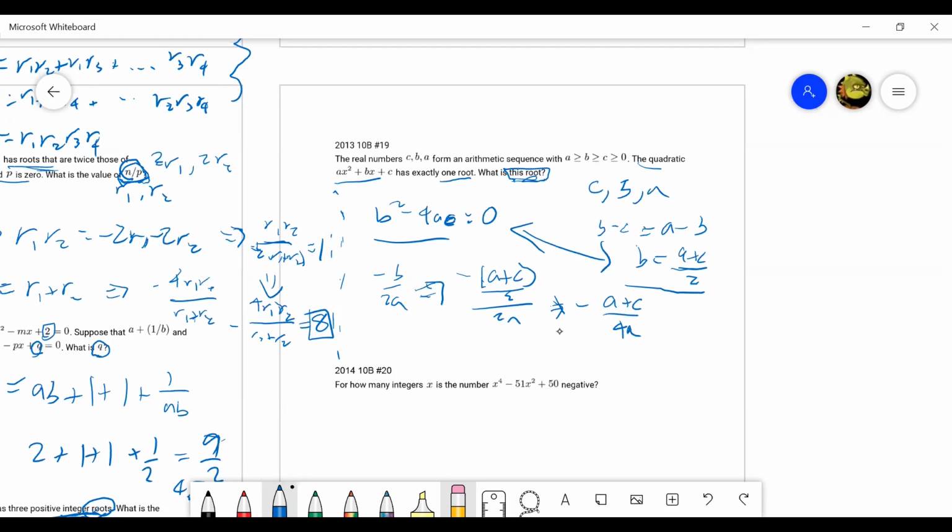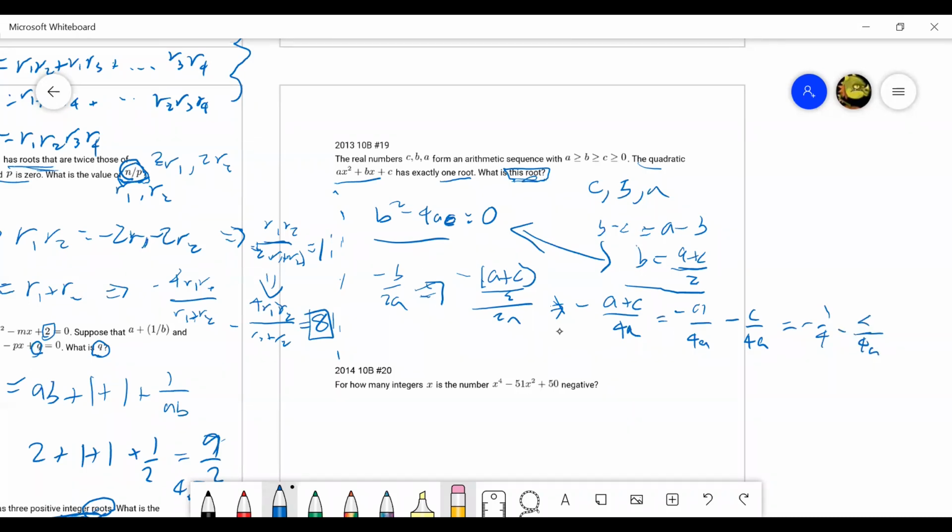Right? And the cool thing about that is that we can split this into two fractions, negative a over 4a and minus c over 4a. And this just becomes negative 1/4. Okay, so this is just negative 1/4 minus c over 4a.